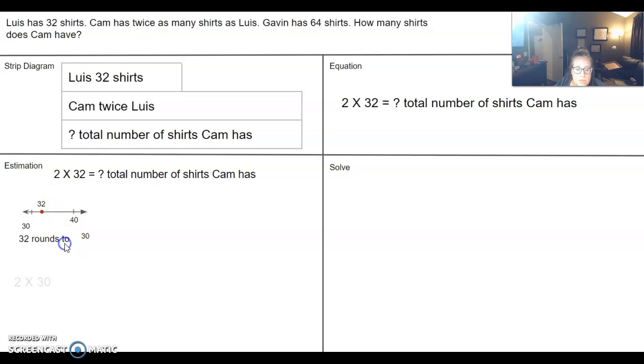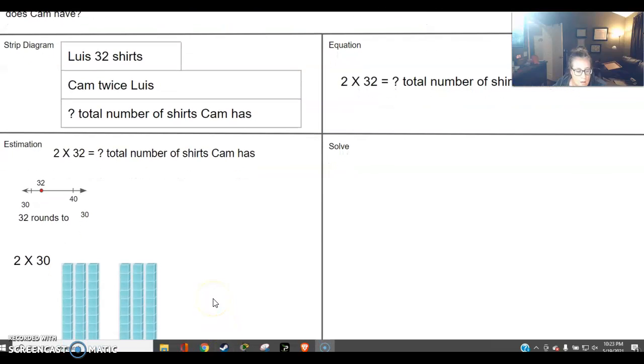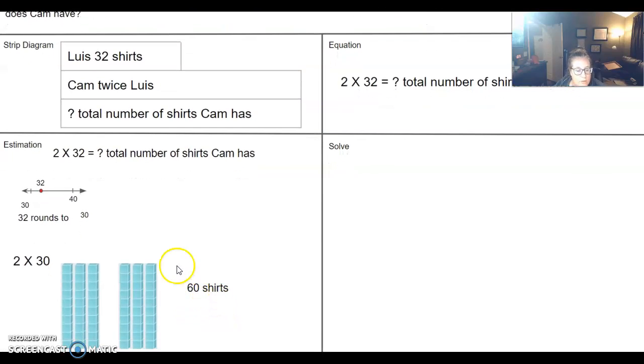Now I need 2 groups of 30. So I'm going to use my base 10 blocks to help me with that. I'm going to make one group of 30, and I'm going to make another group of 30. And whenever I do that, I'm able to count, and I have 10, 20, 30, 40, 50, 60, so I know there are 60 shirts.